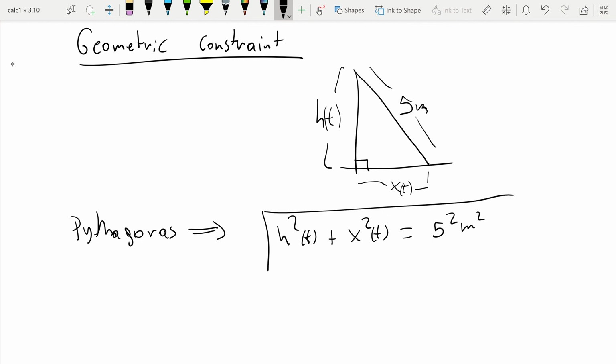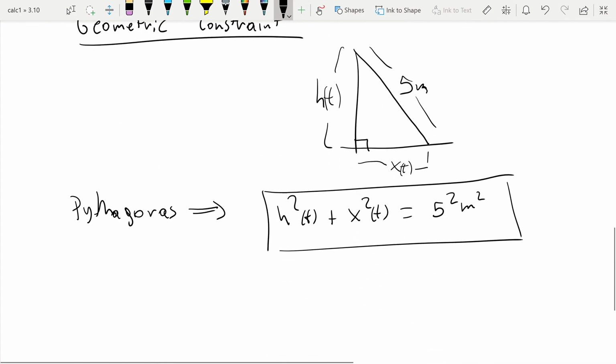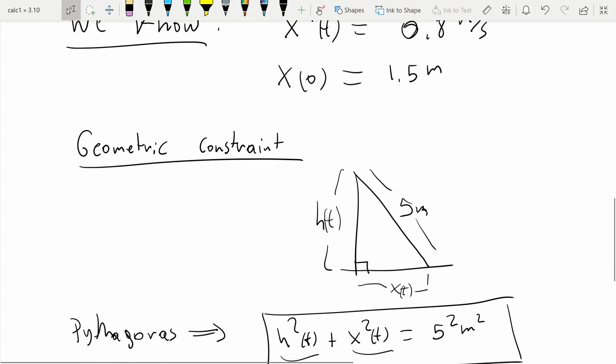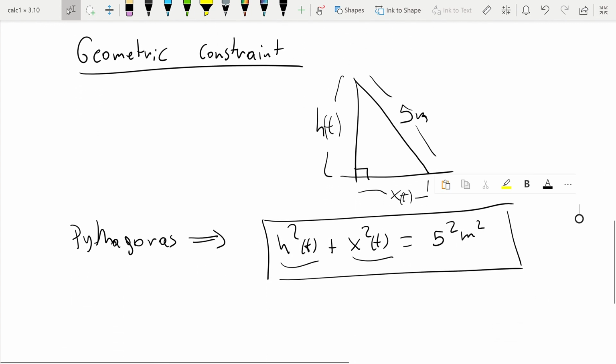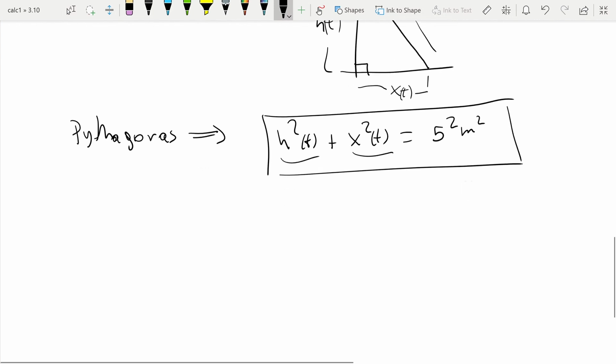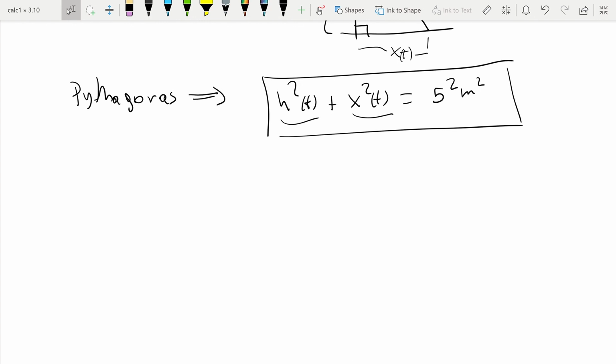So we need that. Remember, we need two things: the geometric constraint, which relates x and h, and information about x. We know that x prime is 0.8 meters per second, and x at time 0 is 1.5 meters. From that information, we can find the velocity of h at time equals 1 for this particular problem. Now we have the relation here. How do we relate the derivatives? We can differentiate.